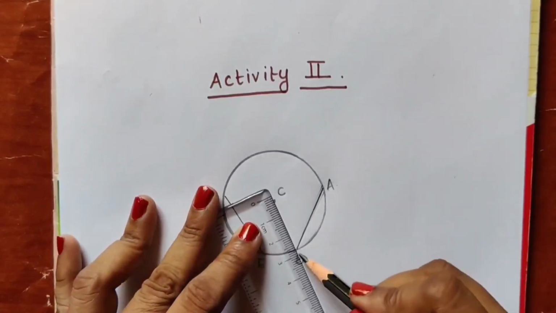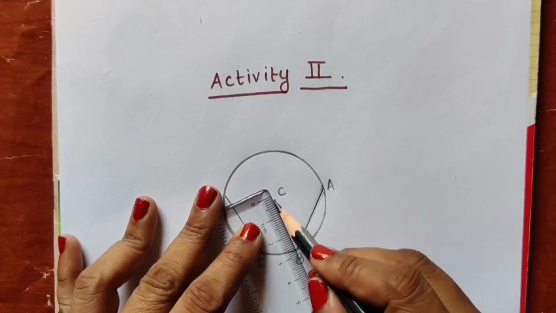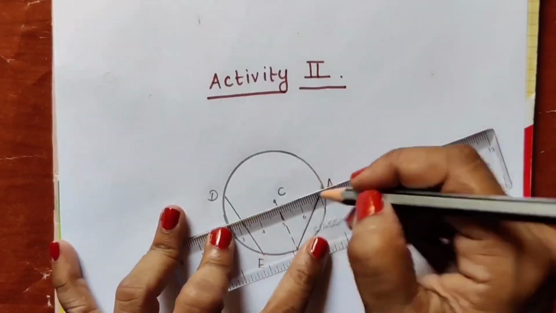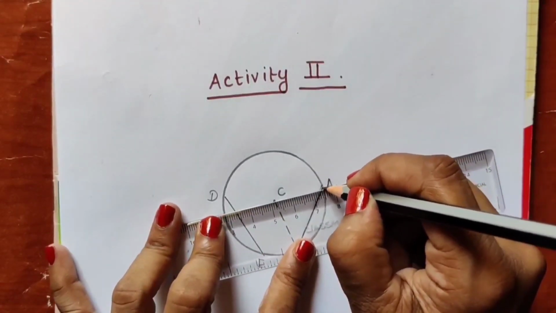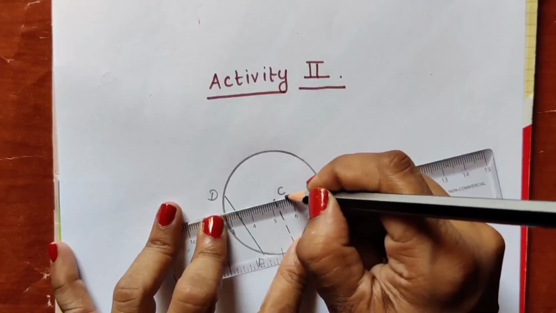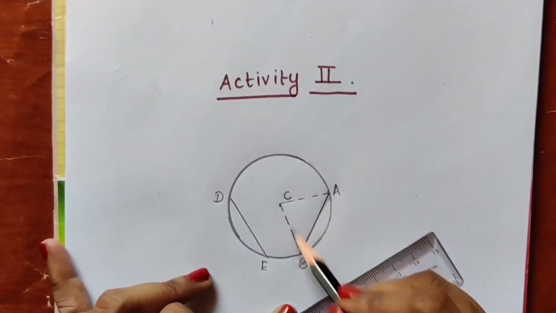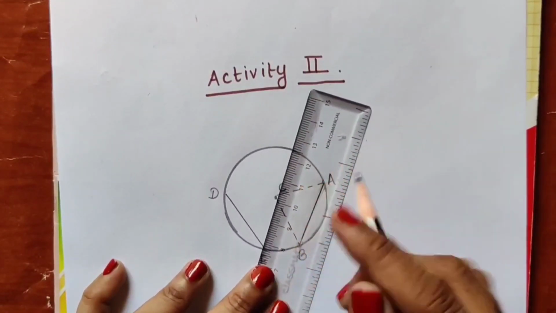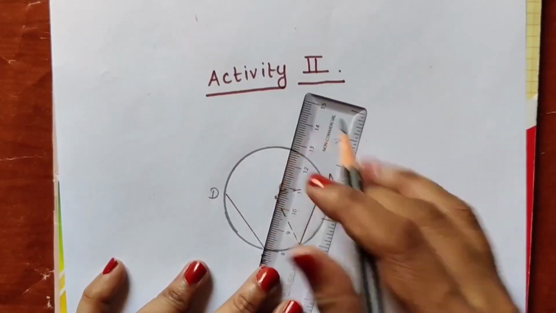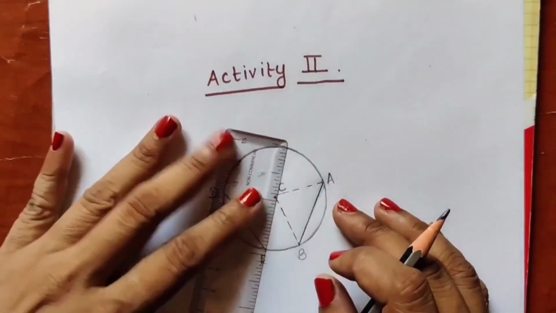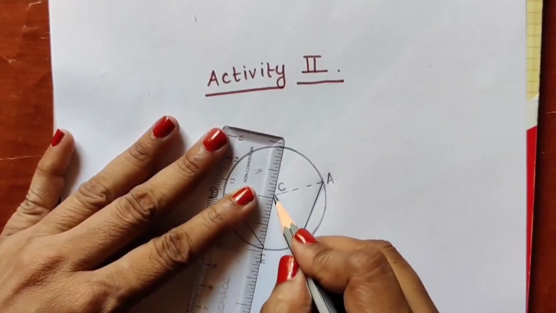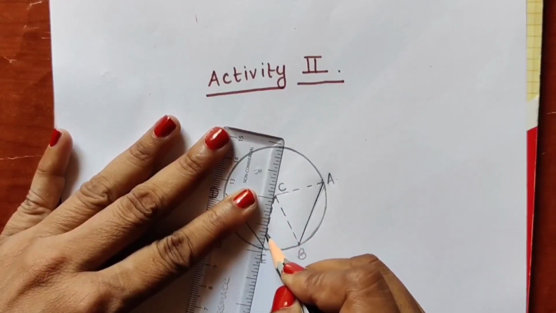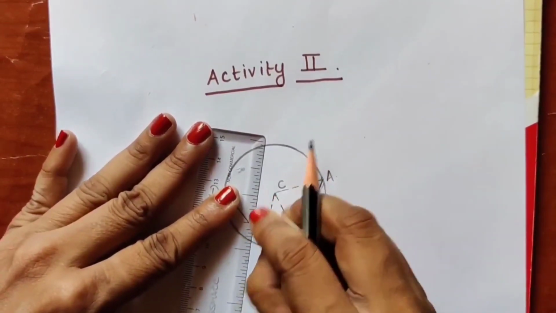Now we will draw the radii joining the center of the circle with point B and with point A. So these two radii are CA and CB. Now let us draw the remaining two radii. Be careful while doing this activity. Okay, it is not proper.